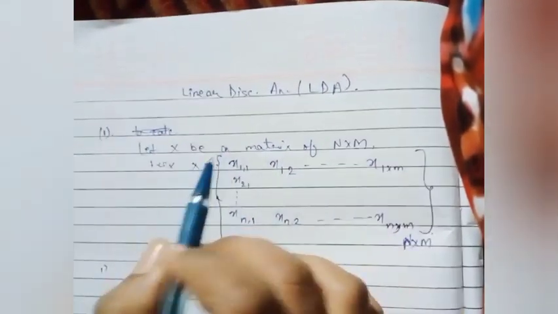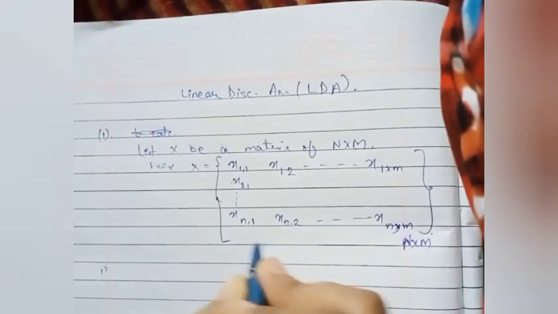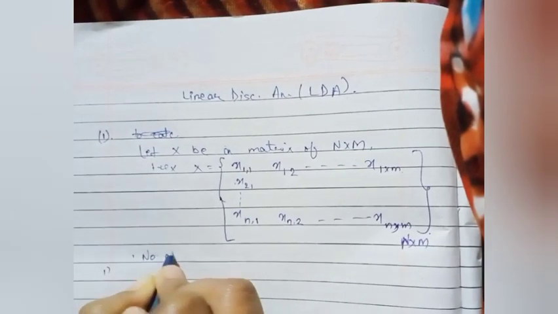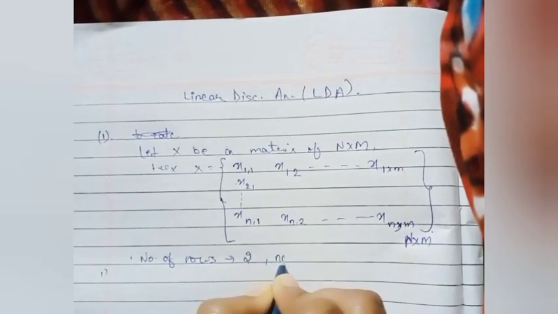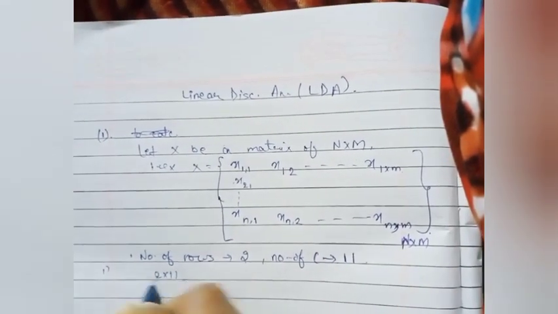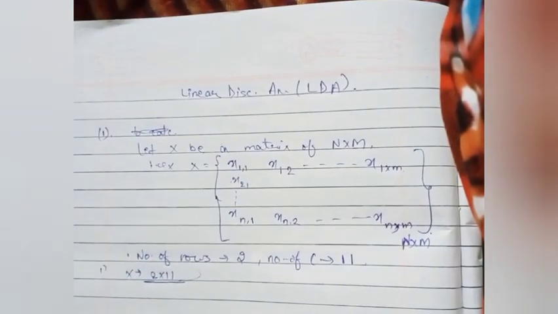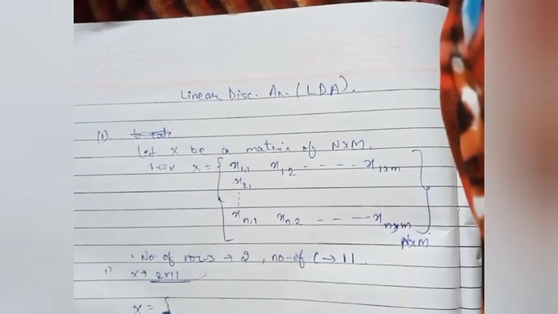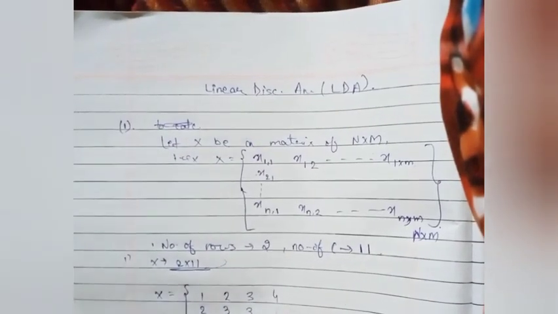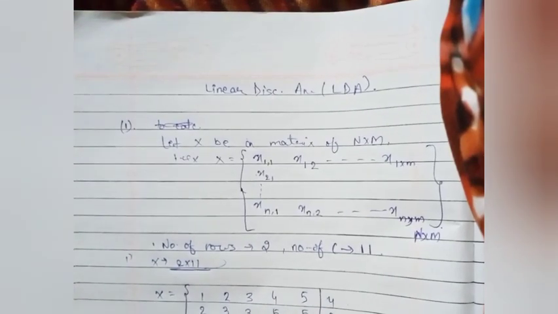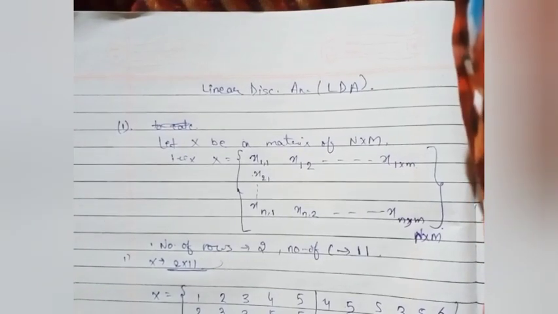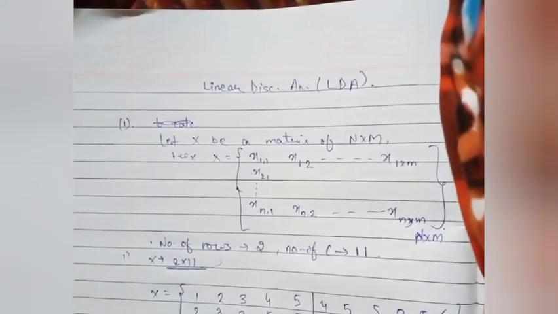convert this original data matrix into two parts. For example, let's say the number of rows is 2 and the number of columns is 11, then it would be a matrix of order 2 into 11. Let us suppose X has the elements 1, 2, 2, 3, 3, 3, 4, 5, 5, 5, 4, 2, 5, 0, 5, 2, 3, 2, 5, 3, and 6, 3. It is of order 2 into 11, that is 2 rows and 11 columns.